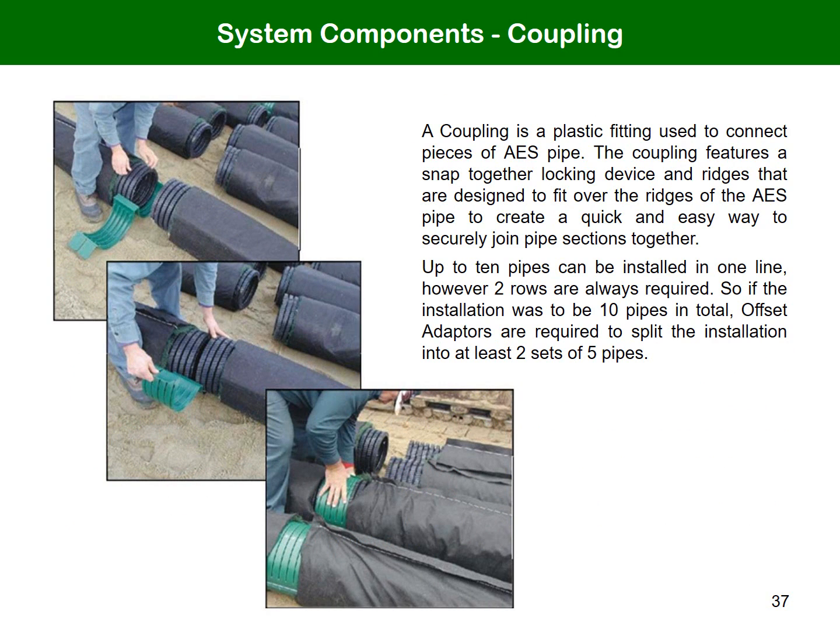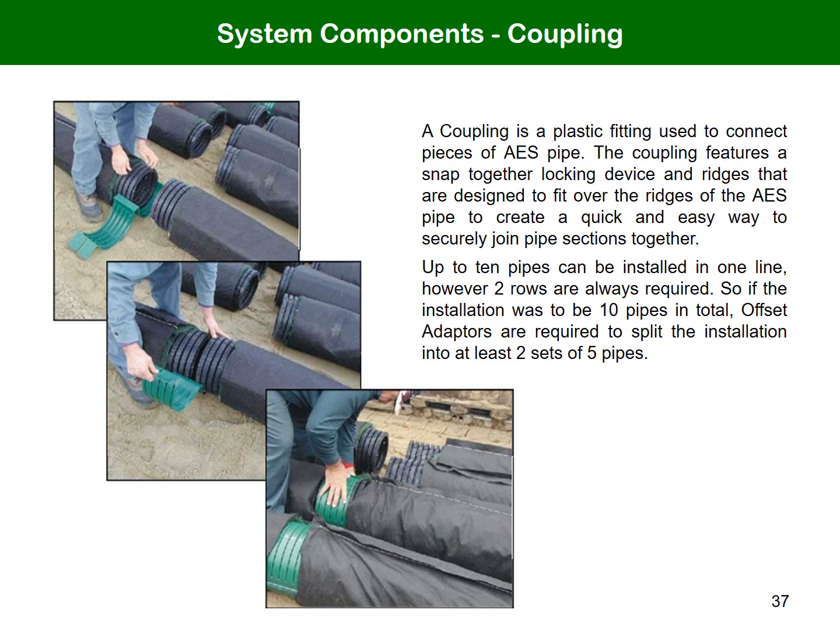Individual pipes are interconnected with a plastic clip AES coupling, which is a band which clamps to the circumference ridges on each pipe, with the fabric layers temporarily folded back. The coupling features a snap-together locking device and ridges that are designed to fit over the ridges of the AES pipe to create a quick and easy way to securely join the pipe sections together.